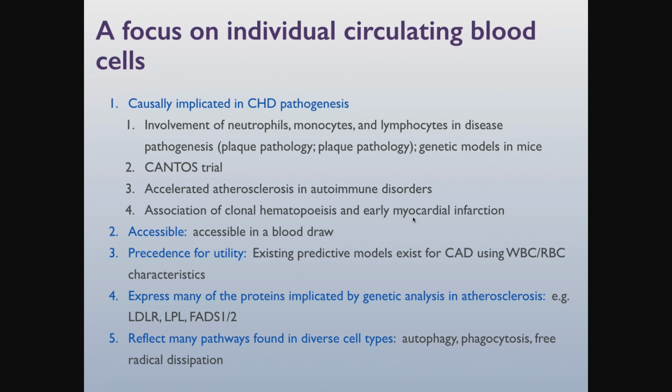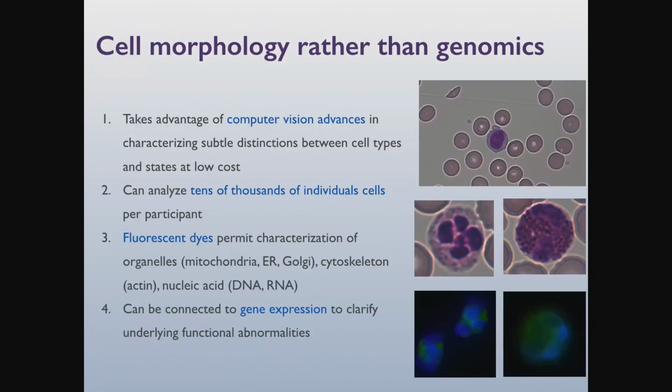So there's a lot there, and there's plenty of mouse models that show that if you make mutations only in the white blood cell compartment, you will completely change the disease course itself. So there's a good amount of data out there to suggest that there is an informative cell type there. It's accessible. There's lots of predictive models already there that could be done with some of this, and they express many of the genes that are involved. And there's sort of a window on many of these biological processes.